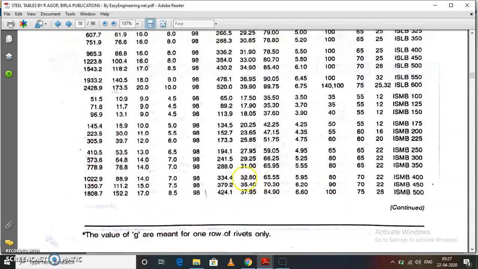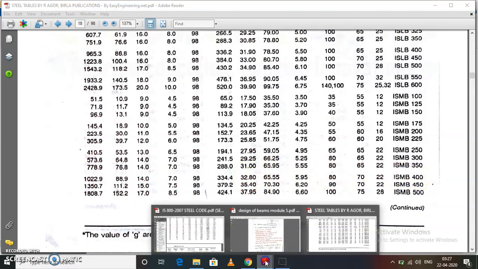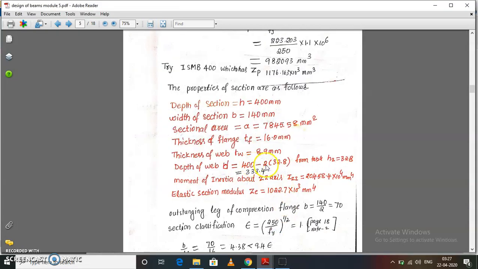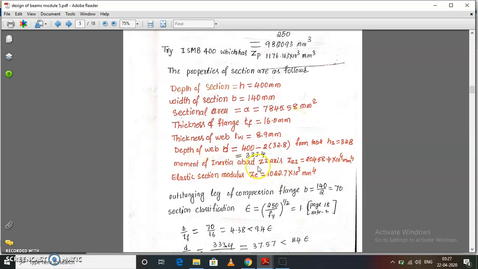So 32.8 for ISMB 400, so 400 minus 2 times 32.8, therefore D is equal to 334.4. So moment of inertia about ZZ axis is 20458. That also you can note down from the steel table, and the elastic section modulus, that also you can note down from the steel table.